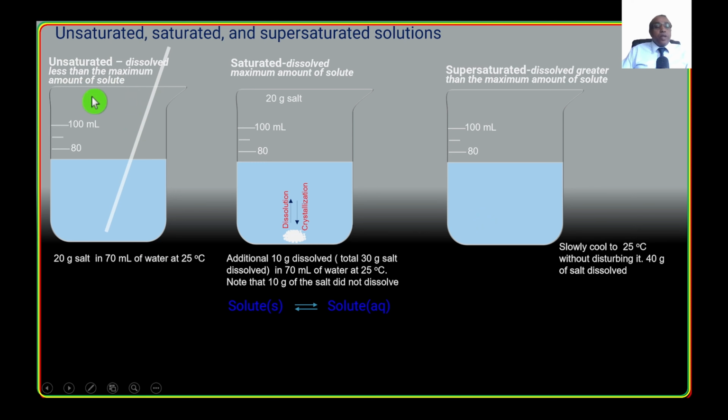One more time. Unsaturated solutions are solutions that dissolve less than their maximum capacity. The maximum capacity in this hypothetical case is 30 grams. Saturated solutions are solutions that dissolve their maximum capacity or maximum amount. That is known as a saturated solution. A solution that dissolves more than the maximum capacity is called a supersaturated solution. Supersaturated solutions are unstable. If you disturb them or add a single crystal, this will induce recrystallization of the excess salt and then the solution becomes a saturated solution.